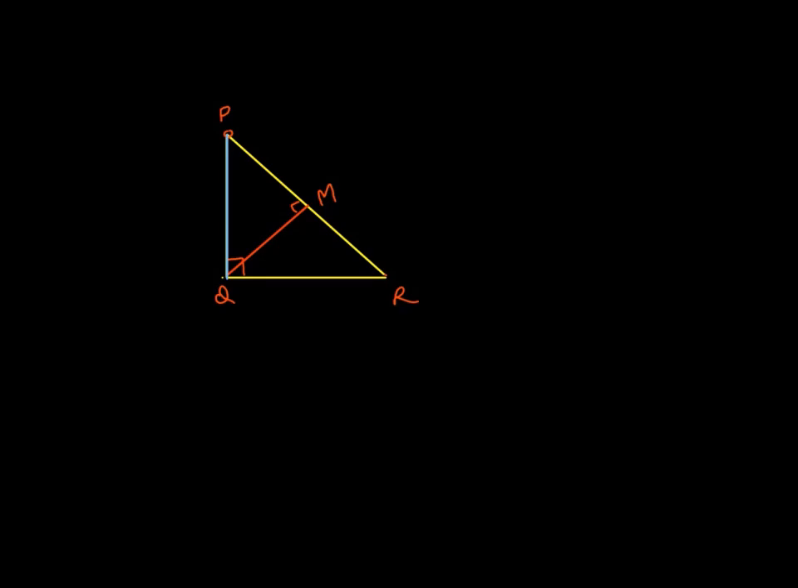So in a right triangle, the two sides other than the hypotenuse also act as its altitudes. Like here, PQ and QR. These two are sides of triangle PQR, as well as they are altitudes of this triangle PQR.